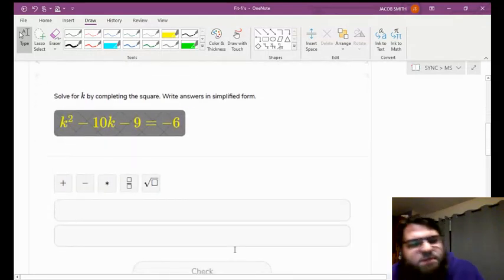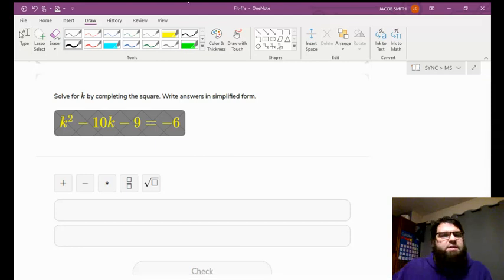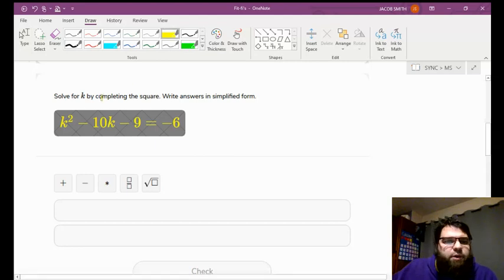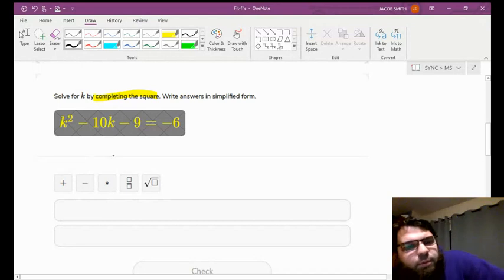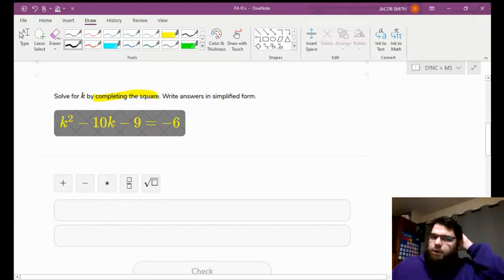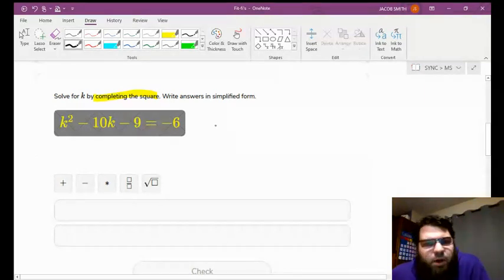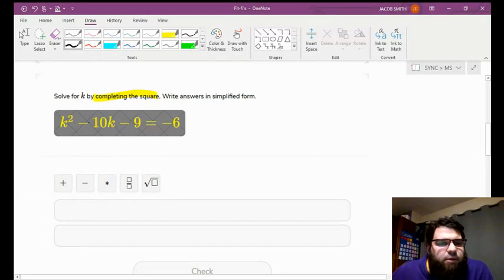This one wants us to complete the square. It says solve by completing the square right here. If you remember, completing the square is where we make it a perfect square trinomial, and then we use that to rewrite it, and then we can solve using the square root property. So I have k squared minus 10k minus 9 equals negative 6.